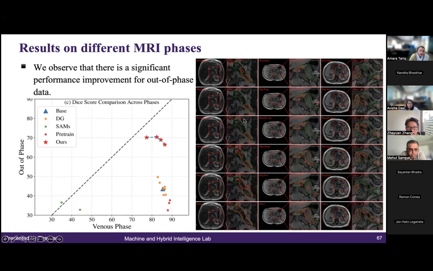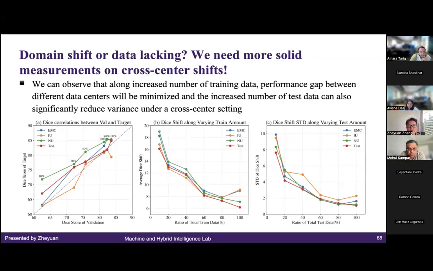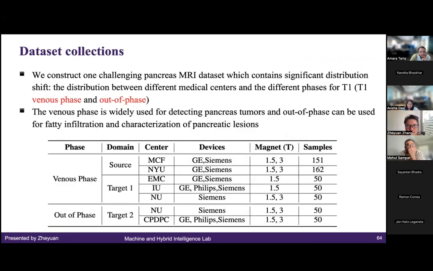And in the red part, we visualize some segmentation results. And we can see that, compared with others, the segmentation performance gain is really significant. Another thing we need to mention here is the domain shift. As we can observe in this data collection, for every test data center, we manually balance it such that every data center has a relatively large validation. For every center, we have 50 cases just for testing, without anything for training.